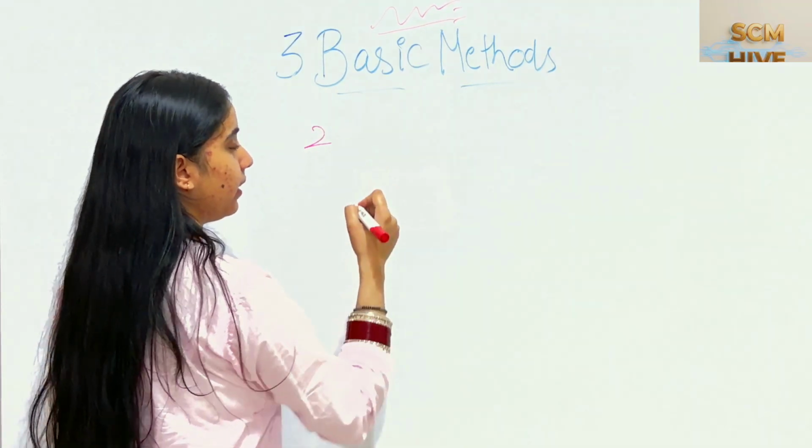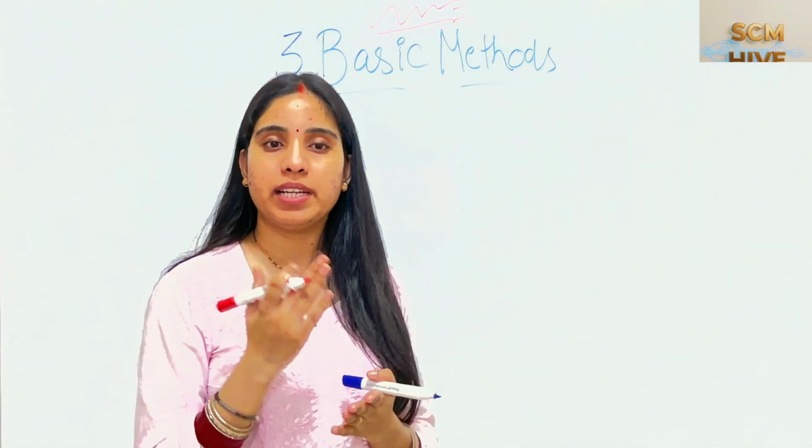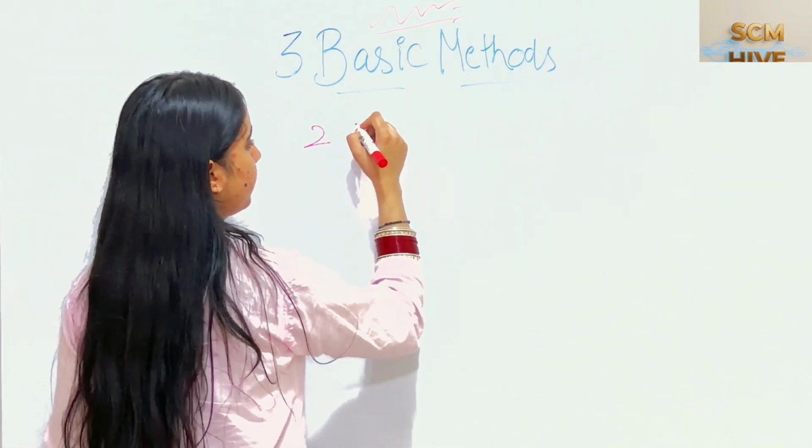Okay, so first we discussed the NAIVE method. The second method is moving average.